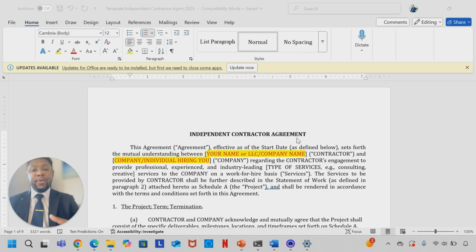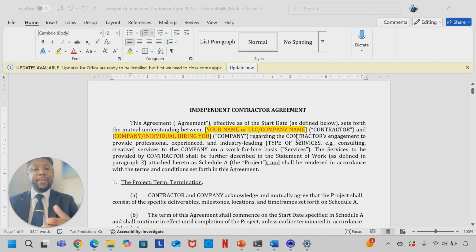Now, what I'm going to go ahead and do is show you the contracts that you can either win or that you can purchase for yourself. These are the fillable contracts. We'll go ahead and start with the independent contractor agreement.